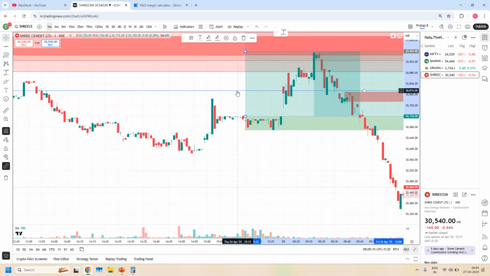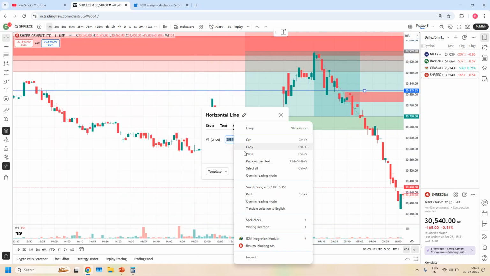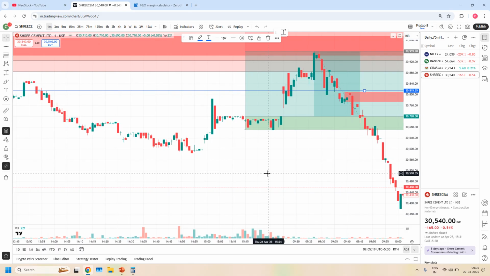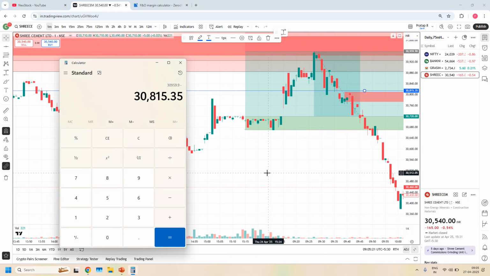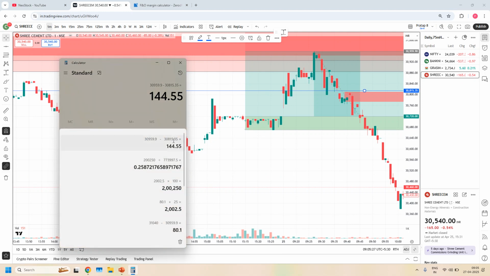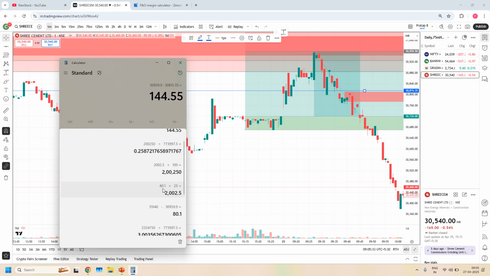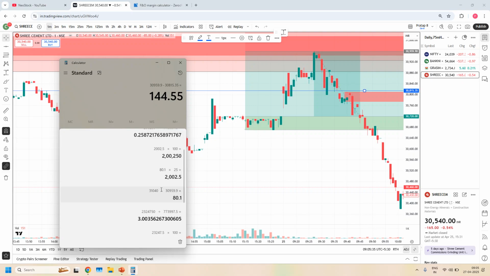Minus this blue color line could have been your profit booking. Trailing stop is used for profit booking. You would have got 144 rupees 55 paisa. Earlier you would have got how much profit? Earlier you got 80 rupees. No, 80 rupees is loss.